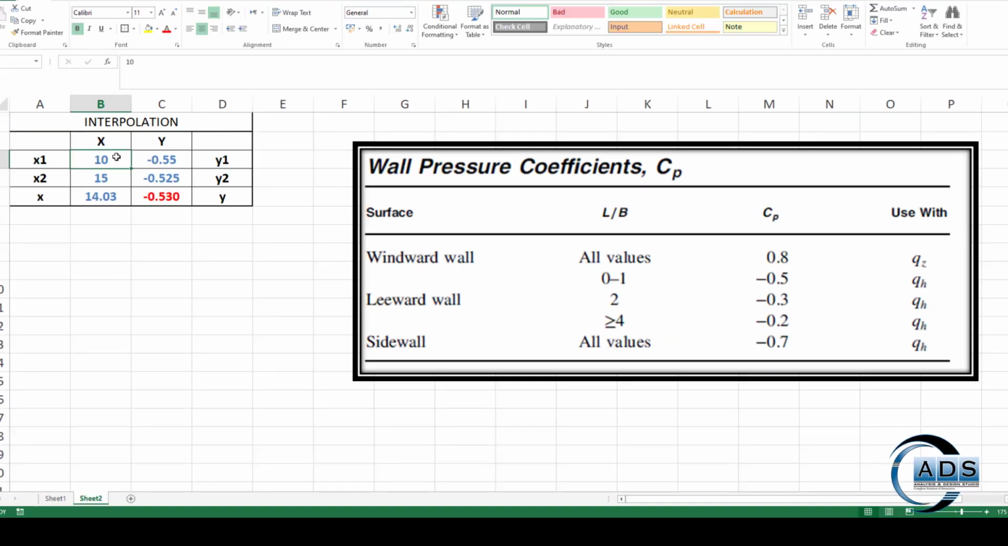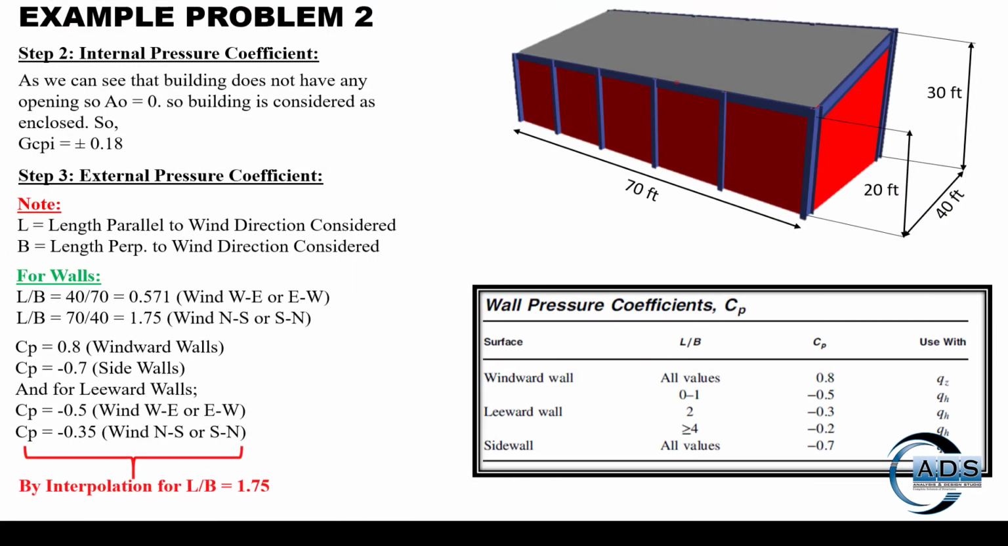We need to interpolate the CP value against length over breadth ratio 1.75, which is in between 1 and 2. So x1 is 1, x2 is 2 and x is 1.75, at which we need to find the CP value, and y1 is minus 0.5, y2 is minus 0.3, so it's minus 0.35. So by interpolation, for L over B of 1.75, we get CP as minus 0.35.